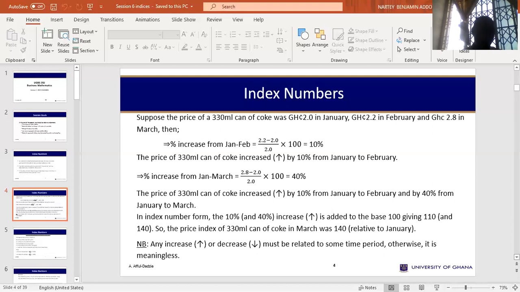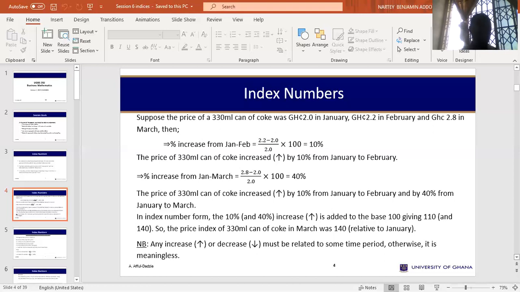Then we also have the quantity or volume index. And what is the quantity or volume index? This is a measure of the non-monetary value, so quantity is non-monetary. So, the non-monetary value of a group of items over a period of time.